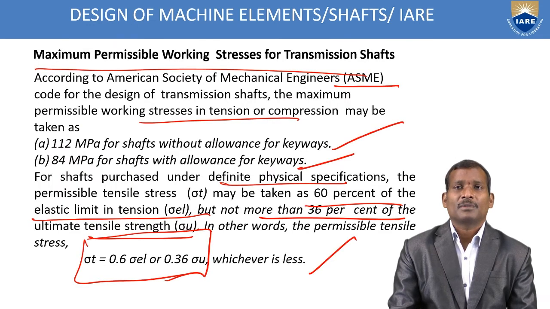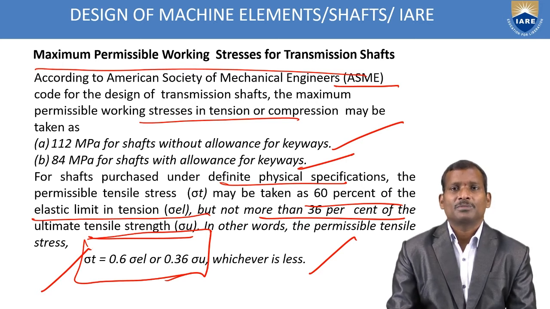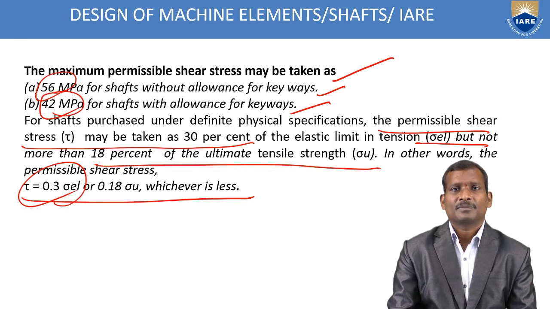According to maximum working stress, the permissible tensile stress sigma UT is equal to 0.6 sigma EL or 0.36 sigma U, whichever is less value you should take. Here also the same.